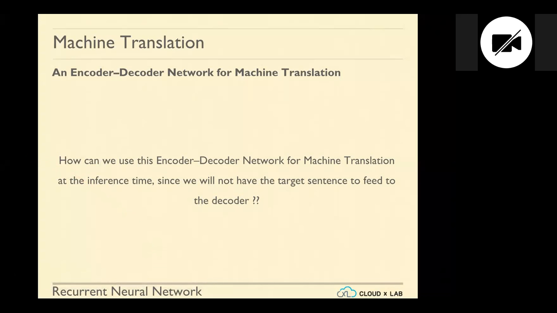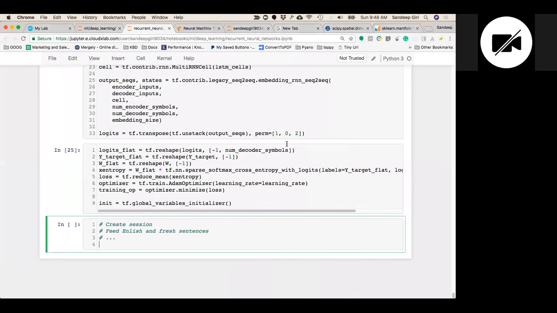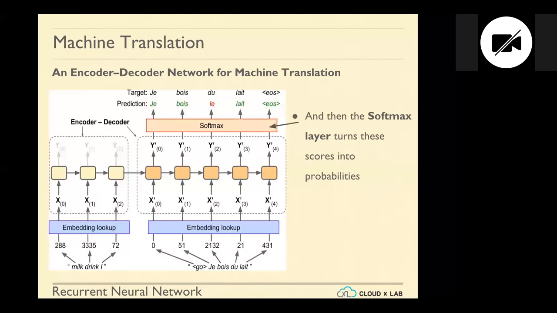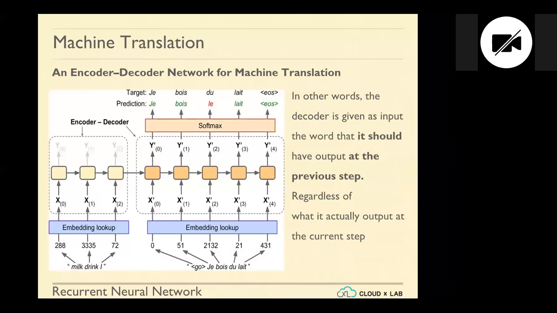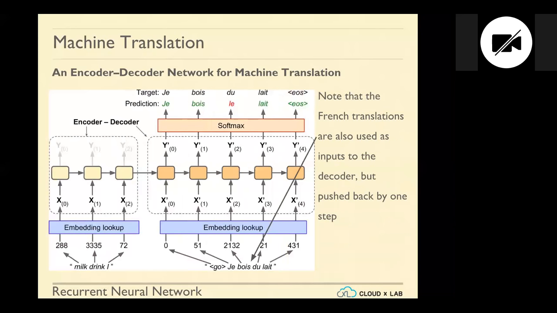A question from Bintao is, why n step minus one in this? As we said, we are going to feed one lesser than the previous one. So here, this is the W, and note that the French translations are used as inputs to the decoder, but pushed by one step lesser. All right, that's the only difference.